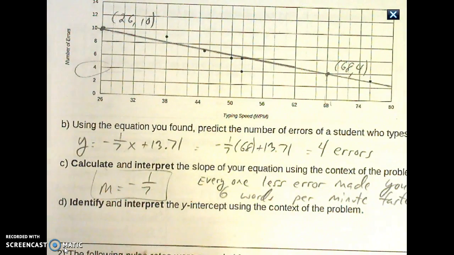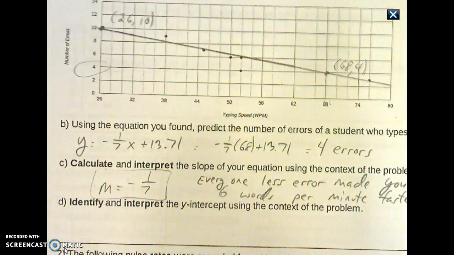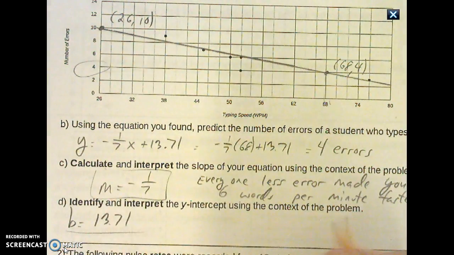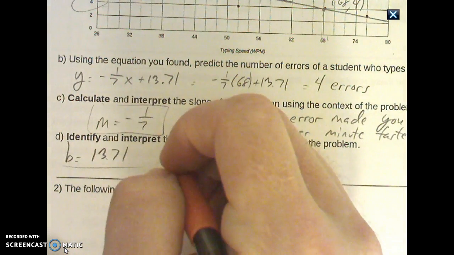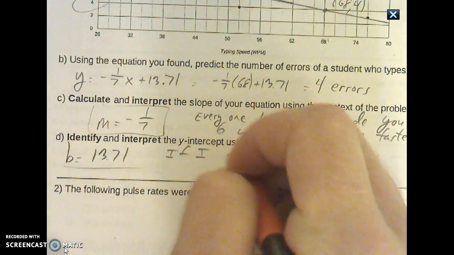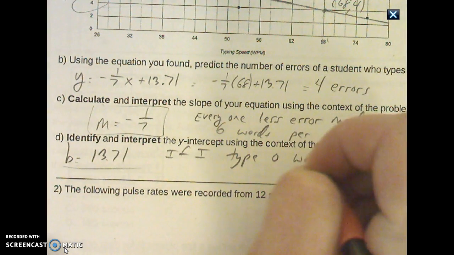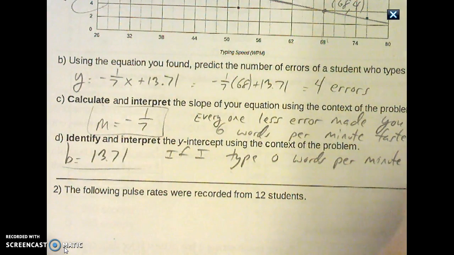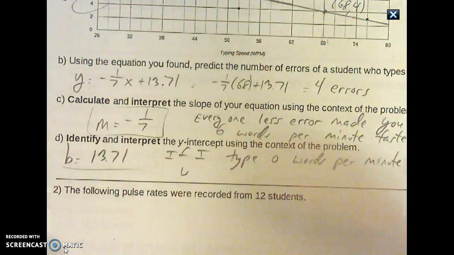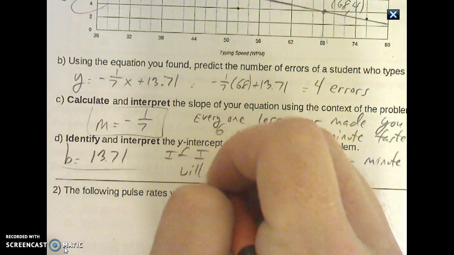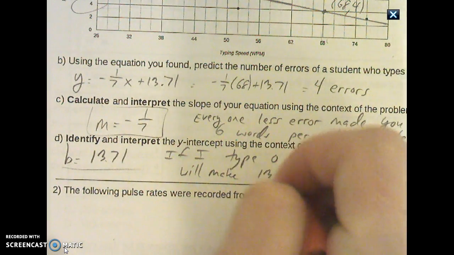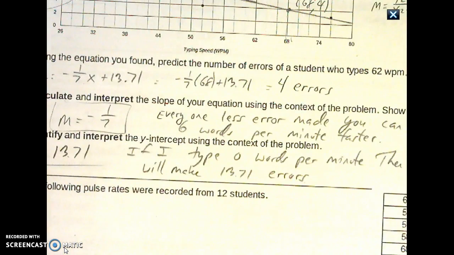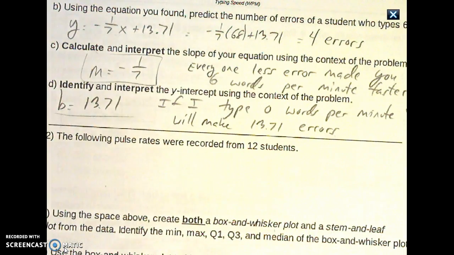Identify and interpret the y-intercept using the context of the problem. In this problem, we found it to be 13.71. I'm not a big fan of this particular problem because what this is saying is that if I type 0 words per minute, then I will make 13.71 errors. Okay? Cool. Awesome. Now the next one.